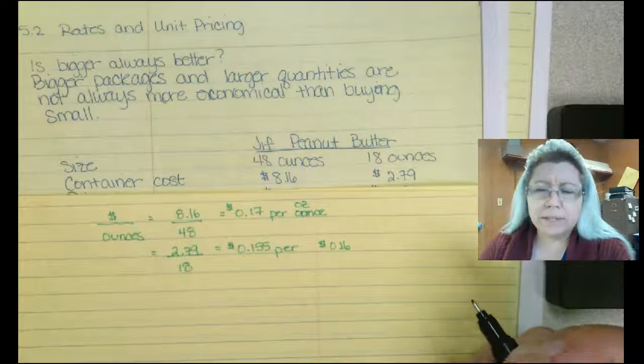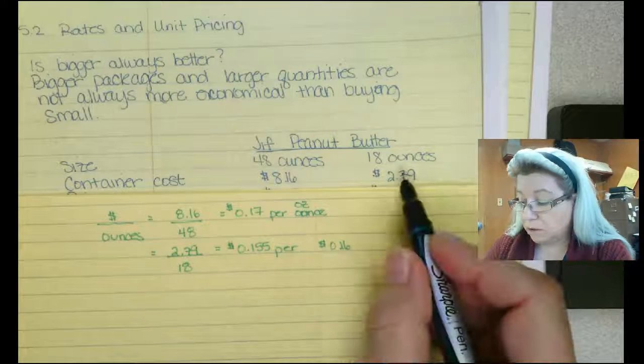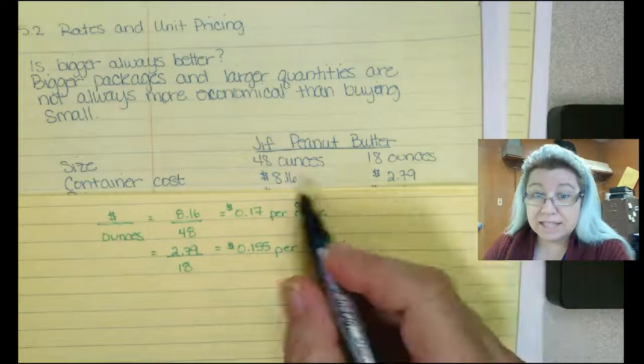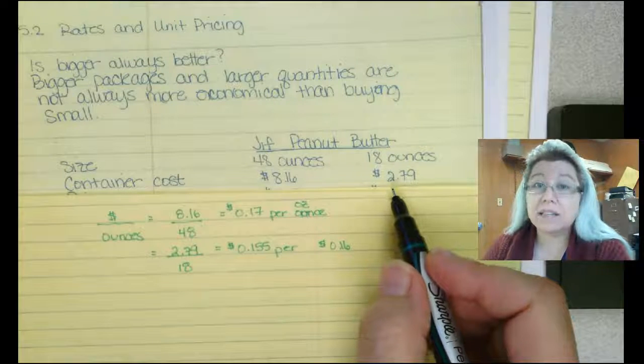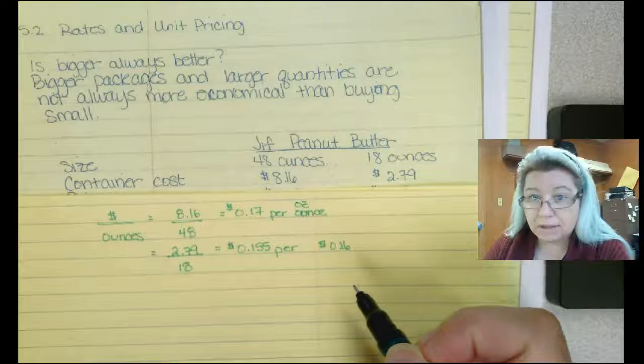So which one is the better deal? Well, the one that costs less per ounce. It's going to be the smaller jar. So in this example, the smaller one was actually the better deal. It was less expensive per ounce.